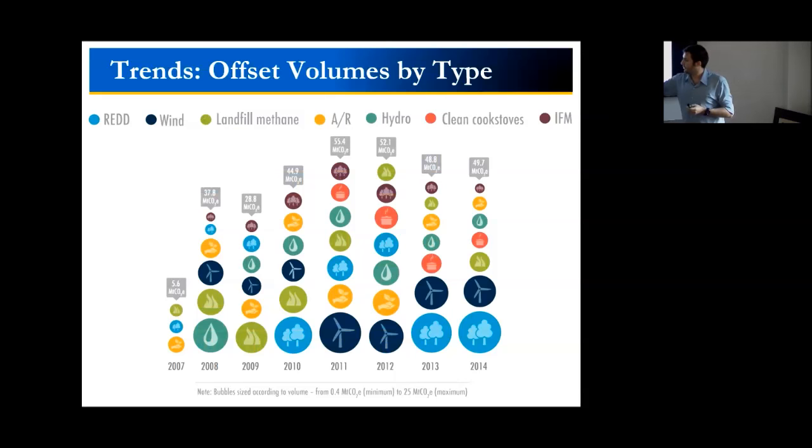This figure shows where those offsets that are being sold in the carbon market are coming from. What types of projects are generating those offsets, right? So we can see that most of them are being generated either by REDD projects or wind projects. Okay.